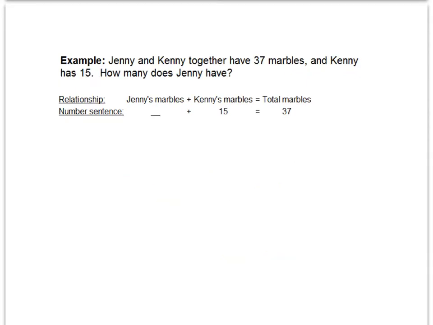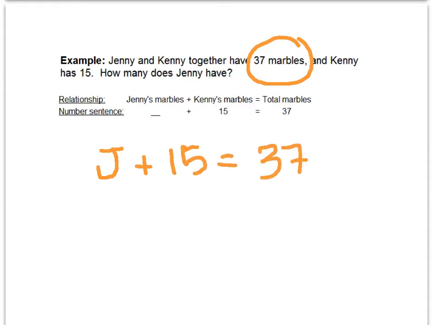This problem says Ginny and Kenny together have 37 marbles and Kenny has 15. How many does Ginny have? So looking at this, we're still adding Ginny plus Kenny's marbles to get the total amount, which is 37 marbles. But we don't know how many Ginny has. So what I would do is have the number sentence blank plus 15 equals 37. But in that blank, to write an equation, I'm going to write a J plus 15 equals 37.